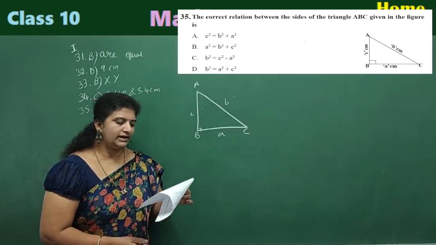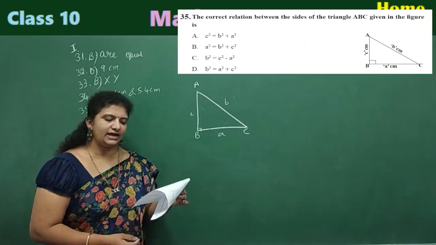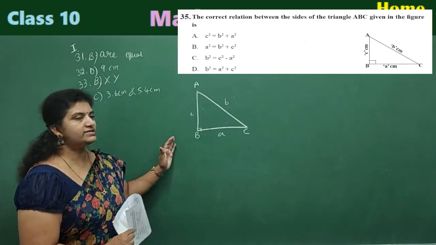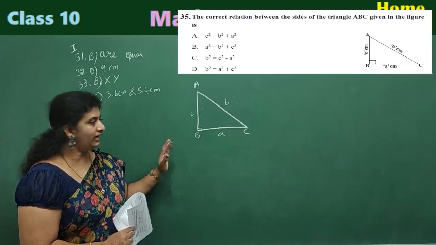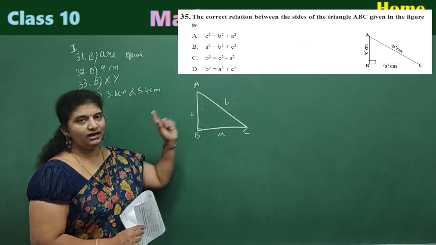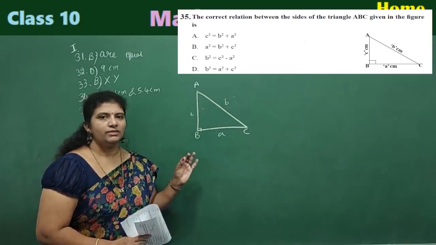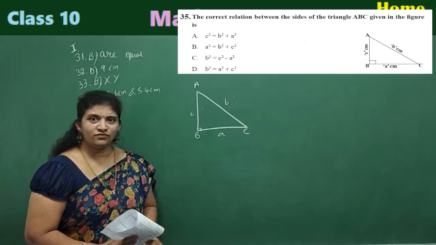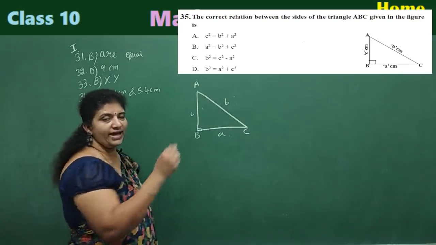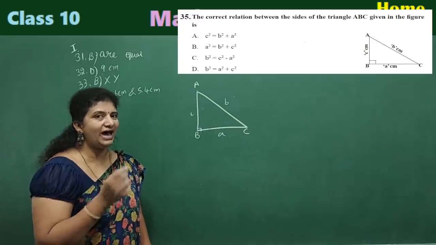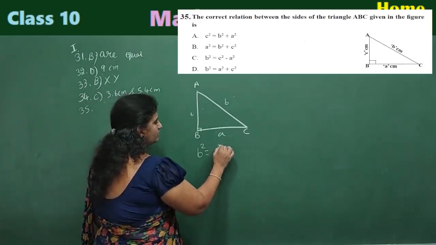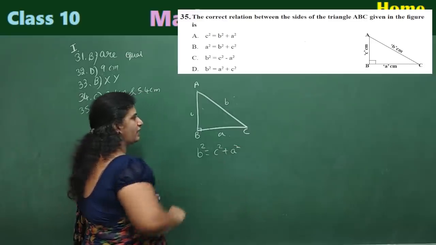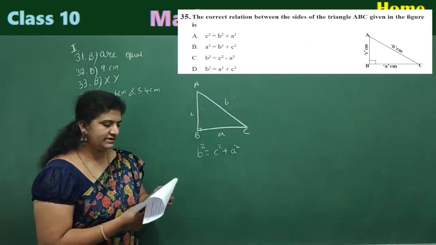35th one, the correct relation between the sides of the triangle ABC given in the figure. You can see the figure over there, and it is a right angled triangle. Angle B is right angle, and this is the hypotenuse. Immediately I remember Pythagoras formula, that is hypotenuse square is equal to sum of the squares of other two sides. That will be B square is equal to C square plus A square. Let us check the options here.